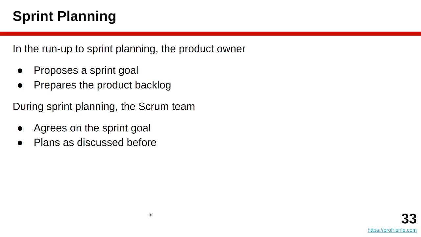Anyway, so for sprint planning, in the run-up to a sprint planning meeting, the product owner proposes a sprint goal, what the sprint is about, and prepares the product backlog to match that sprint goal. And then during sprint planning, the Scrum team agrees on the sprint goal and performs the sprint planning as I've previously explained it. So new here is only that there's a sprint goal, and otherwise the preparation, the grooming, and the refining of the product backlog and the run-up to the sprint planning is still the same as before.